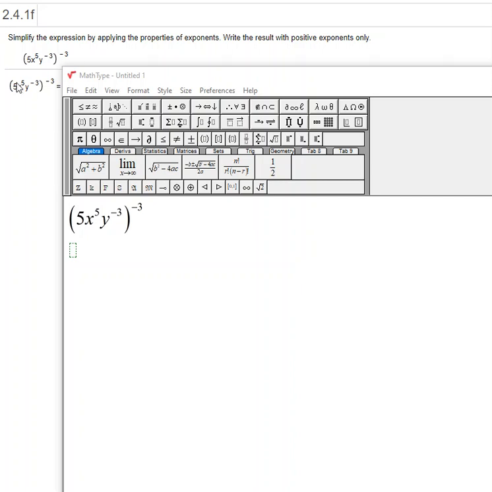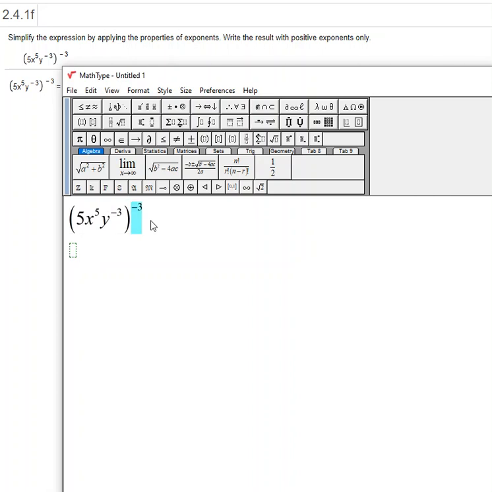All right, so let's take a look at this example. We have an exponential expression with a negative power, and since that negative 3 power is on the 5, the x to the 5th, and the y to the negative 3, we would start by distributing it. So we're going to give everything that negative 3 power.